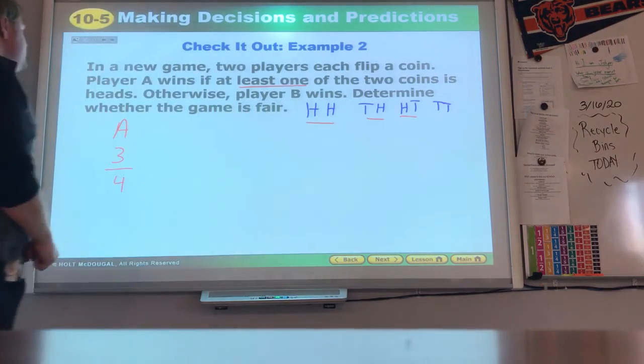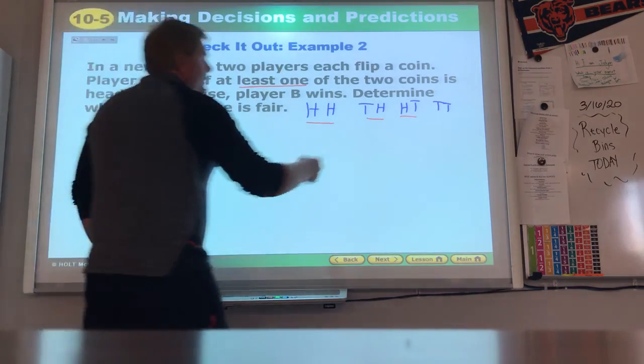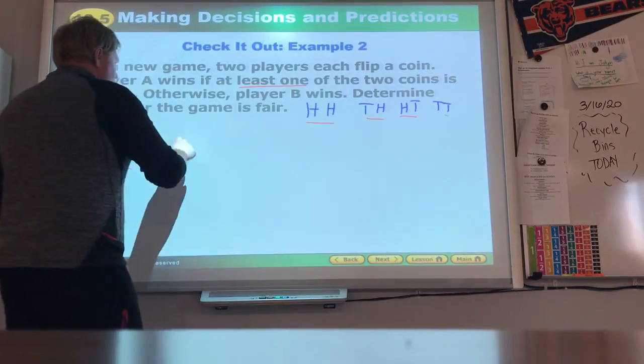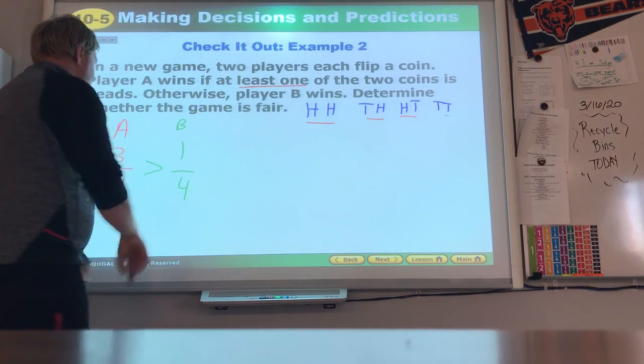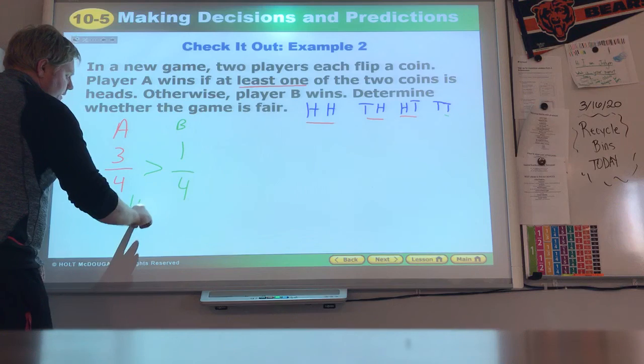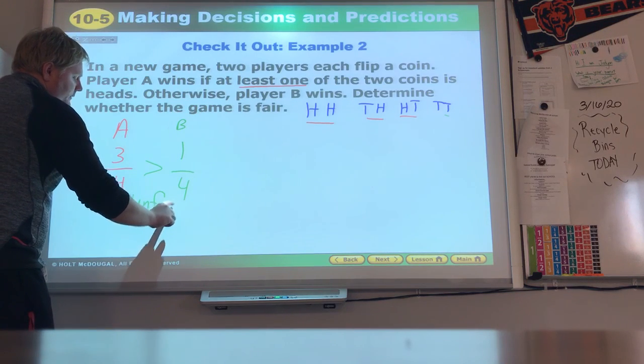Player B wins otherwise. That means if there's 2 tails, player B wins. 1 out of 4. This game favors player A a lot. It's unfair.